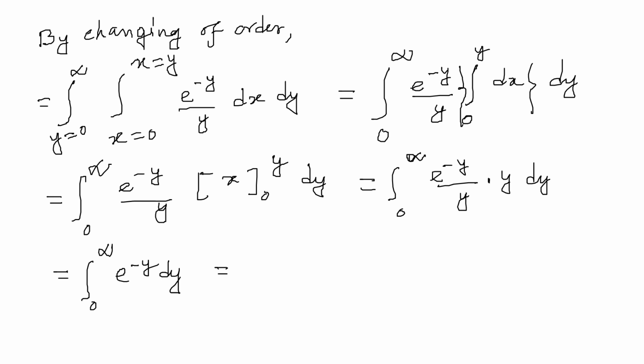Now what is that integration? It is minus e to the power minus y, with the limits 0 to infinity for y. Now you substitute: e to the power minus infinity is 0, so minus e to the power minus infinity plus 1, that means it is equal to 1. Okay, so we have obtained the exact value of the given double integration by changing the order. Thank you.